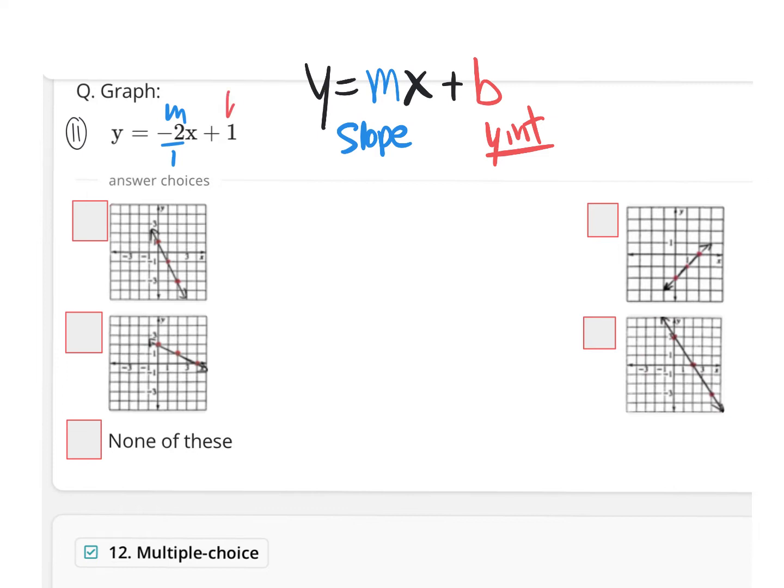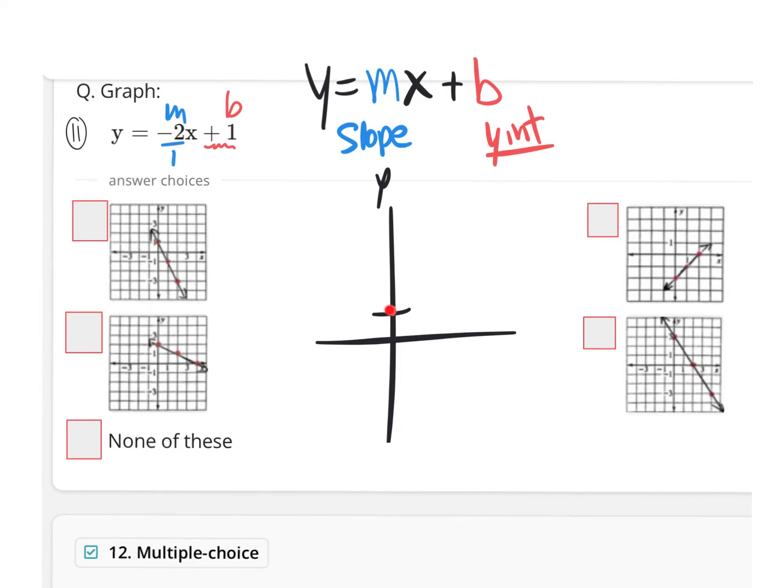And the b value, the y-intercept, is positive 1. So just by knowing those two things, you know that it crosses the y-axis at positive 1, and you put a dot right there. Now from that point, you're going to go the steepness, negative 2 over 1. That means you're going to go down 2 over 1.